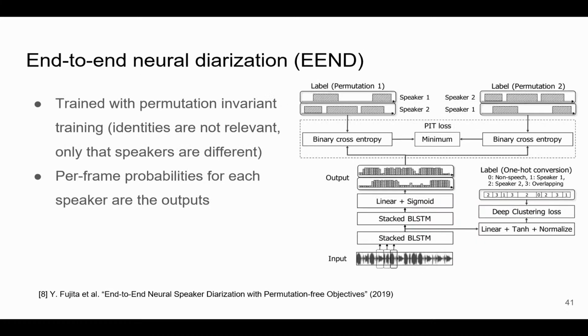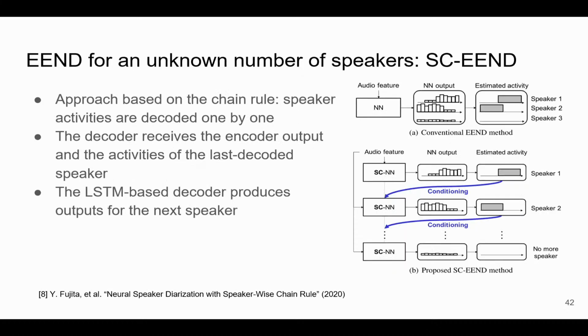Now, these models are fine when you have a limited set of speakers, like for example 2. But what happens when you have more? A priori, in diarization, we might have an unknown number of speakers. So the first work that appeared in this direction was this approach based on the speaker-wise chain rule. And the idea is, well, you have your model, and you will decode one speaker at a time.